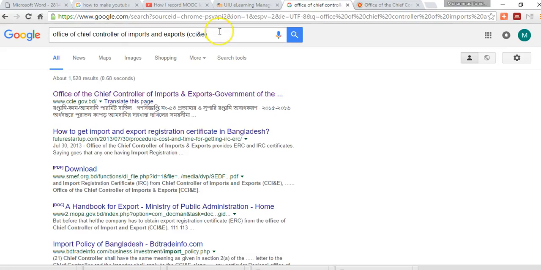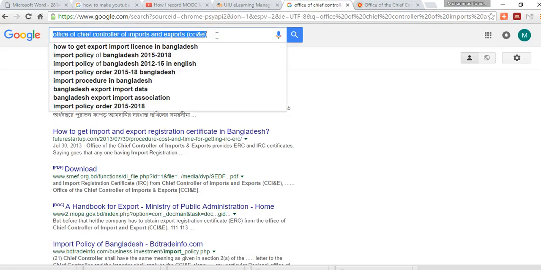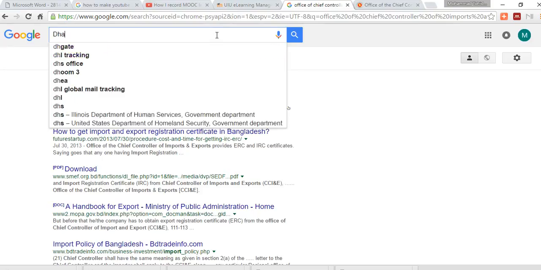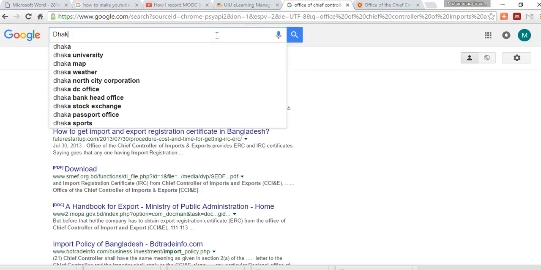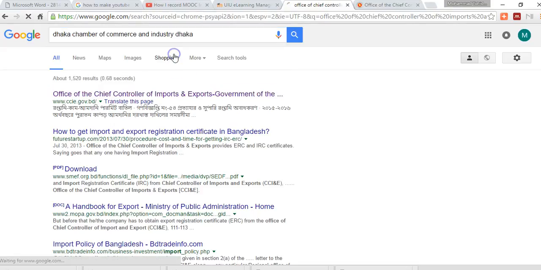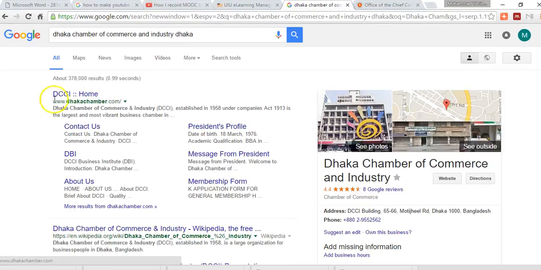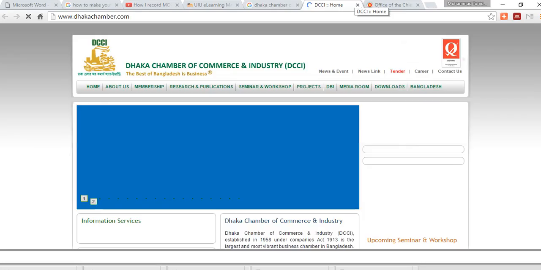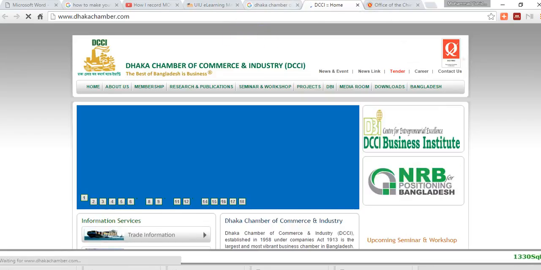Now let's move to the other one. Let's take DCCI, Dhaka Chamber of Commerce and Industries. How do we find it? I can write down DCCI, but there may be other terms with DCCI. So let's search Dhaka Chamber of Commerce and Industries. Since it is a very famous organization, with a little search you can find it. And here I find the right URL address. So here is the website, and here we can browse to know further about this organization.